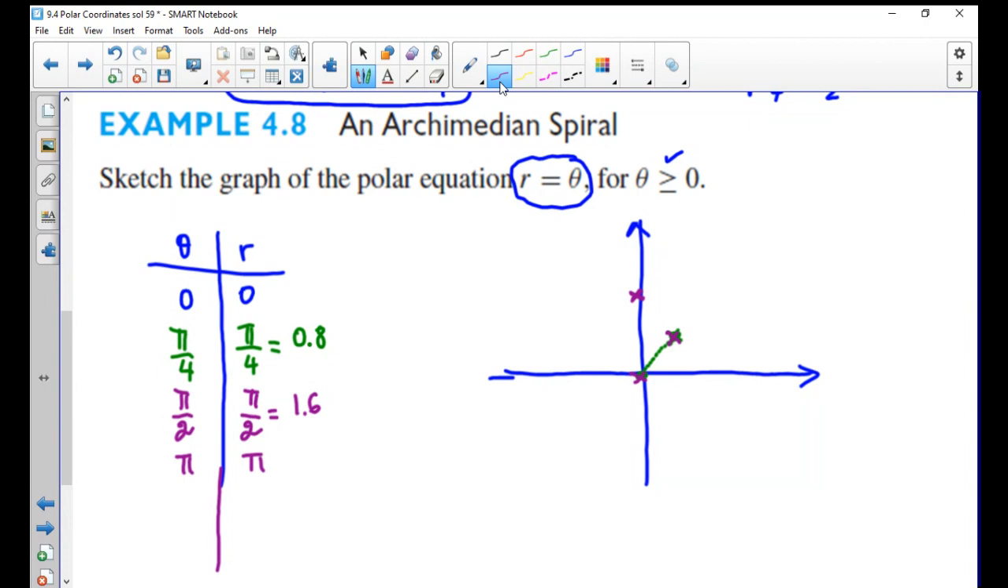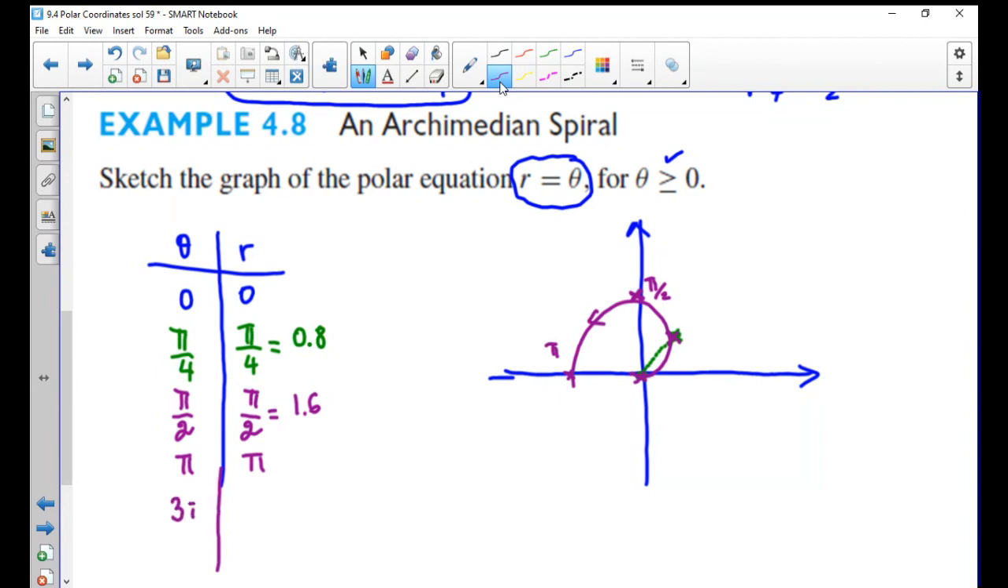Because theta is pi, that means where are we? When theta is pi, we are on the negative x-axis. And I measure r equal to pi, so 3 point something. So it's going to give us a point here. This is pi, this is pi over 2. So what we're getting is something which looks a bit like this.